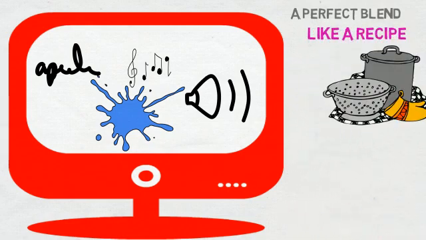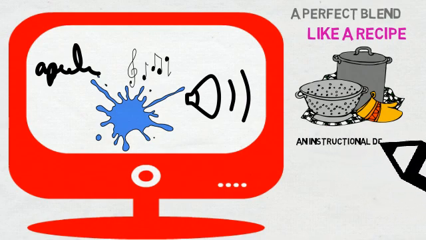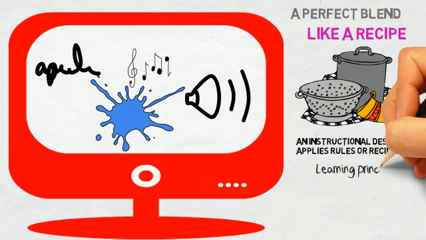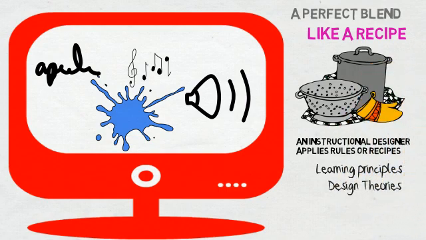It's just like a recipe. You may have all the ingredients and they have to be mixed according to certain rules. Like a chef, the instructional designer too applies rules or recipes. These are learning principles or design theories. Forgetting them is like forgetting the recipe.